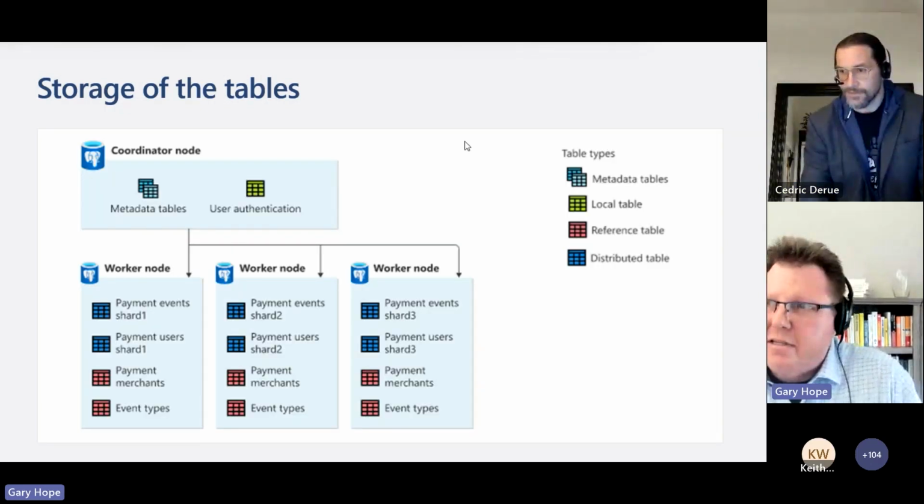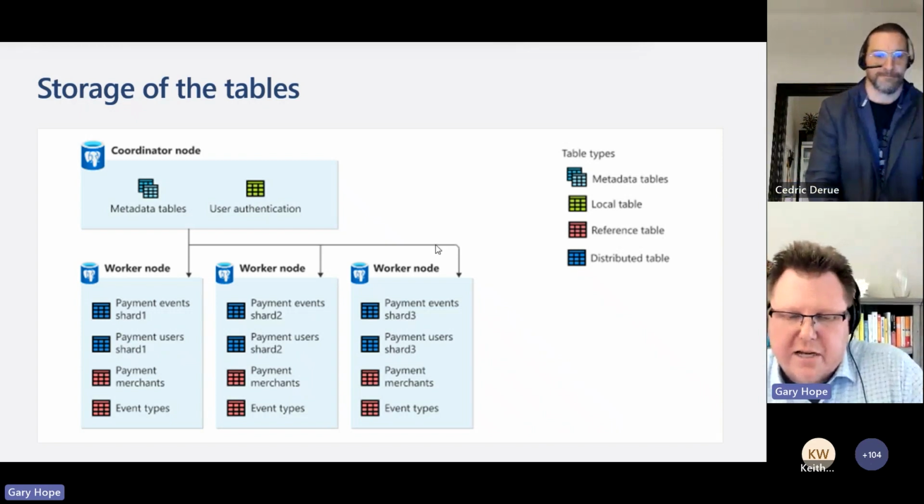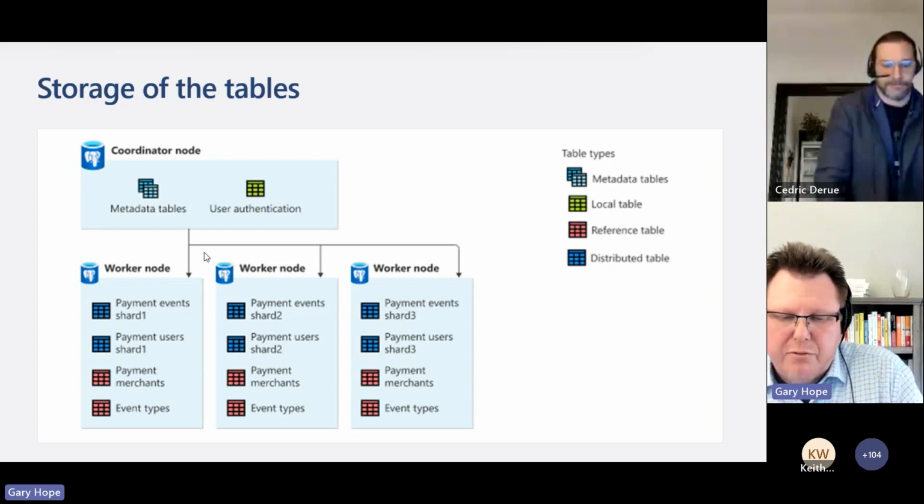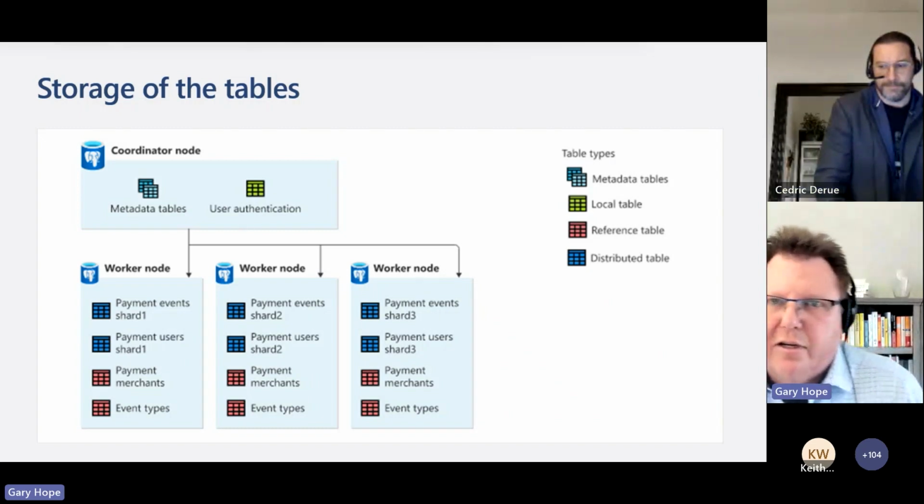Here you can see the various table types depicted graphically. The metadata tables are shown in this light blue. The local tables are shown in green. The distributed tables are shown in blue, and the reference tables are shown in red. We'll keep this annotation going throughout the presentation today.